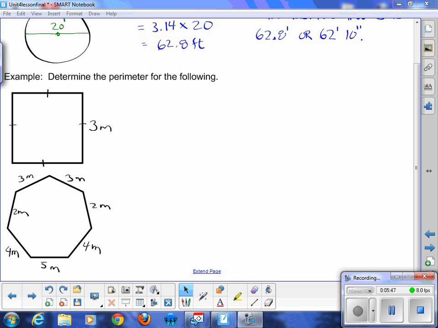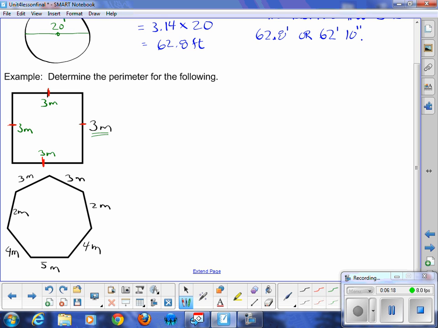Now, down below, I have two shapes I want to find the perimeter of. The first one, turns out it's a square. How do I know it's a square? Because the diagram indicates these hash marks, and since each side has the same type of hash mark, this tells us that each length is the same. You'll notice that there's only one length provided. It says this side is 3 meters, but because of those hash marks, I know this side's 3 meters, this side's 3 meters, and this side's 3 meters.